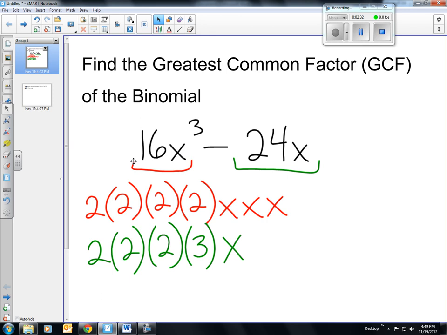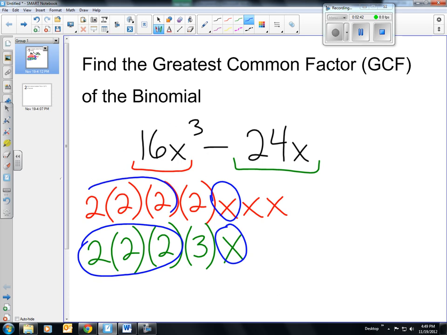To find the greatest common factor, we just look at what they have in common. They share one x together, and they share 3 factors of 2. So the GCF of these two monomials, or of the binomial here, would be 8x. The 8 comes from multiplying 2 times 2 times 2.